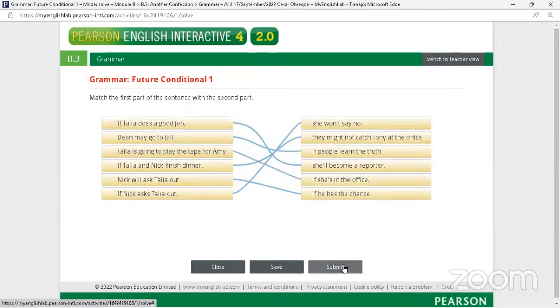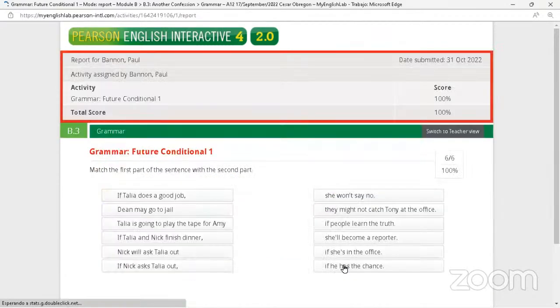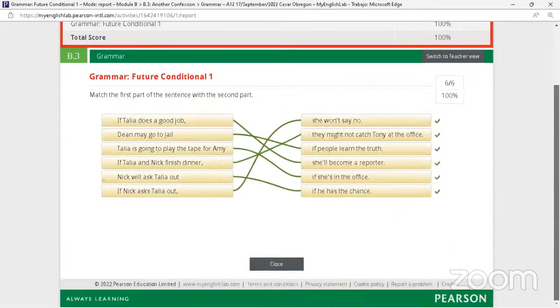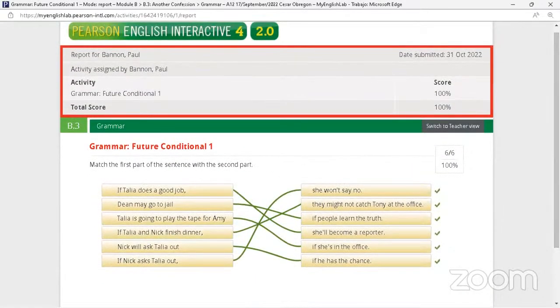Okay, are you ready? Yes. Oh, yeah, perfect. Good. Okay. Let's try another.